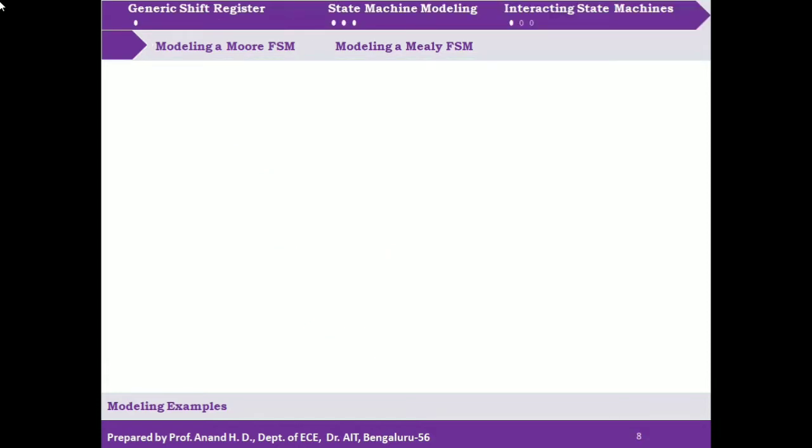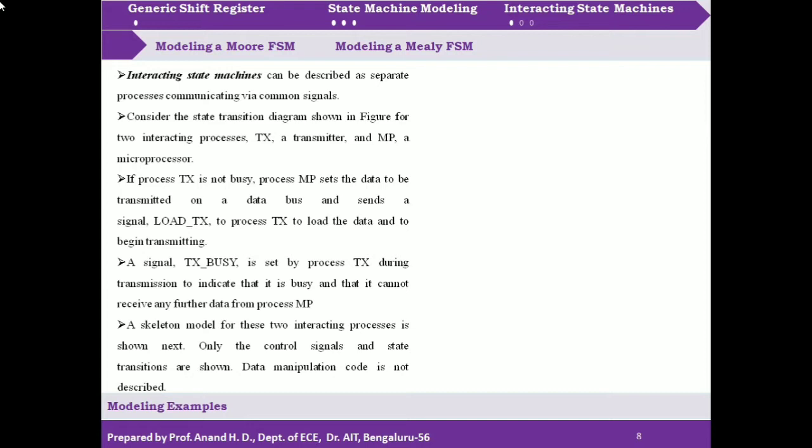Interacting state machines can be described as separate processes communicating via common signals. There may be two or more processes which are controlled by common signals, or we can say a signal which is generated by one process is going to control the state transition of another process. In such a case we call such state machines interacting state machines.